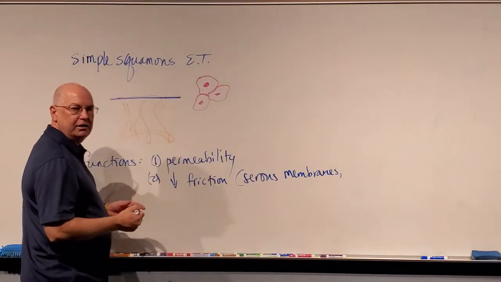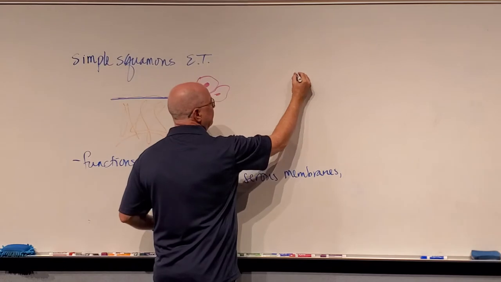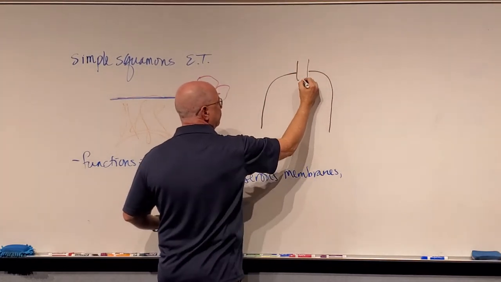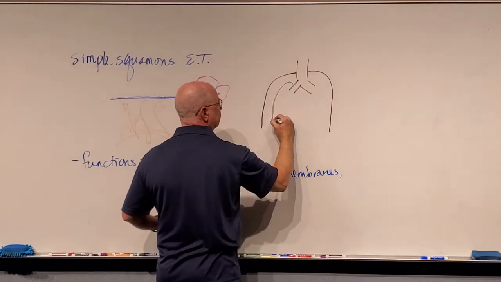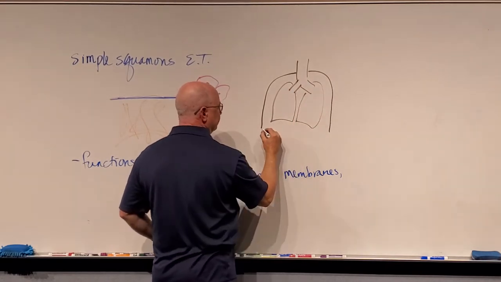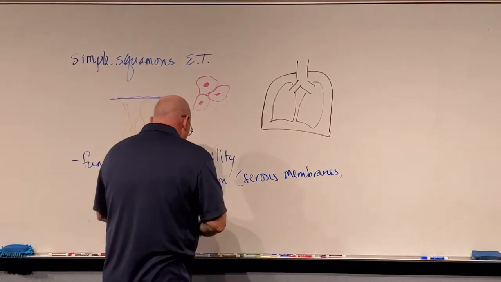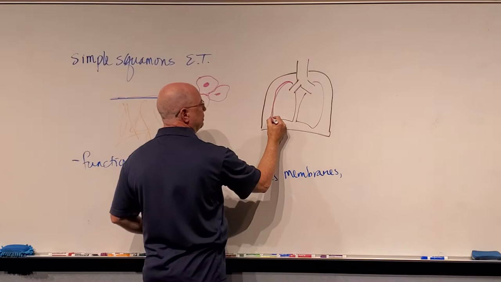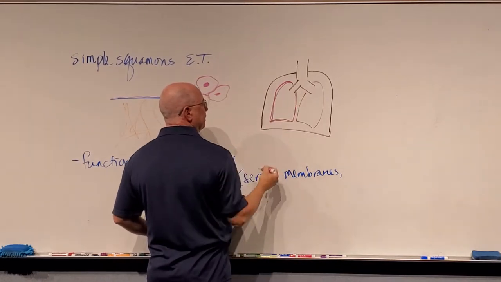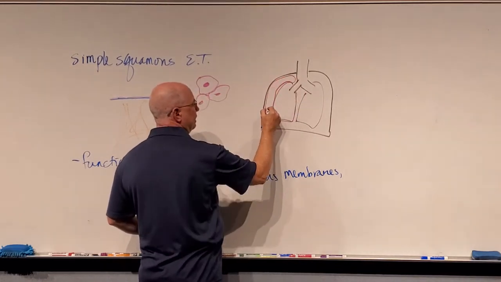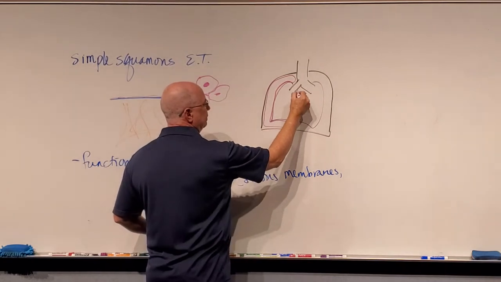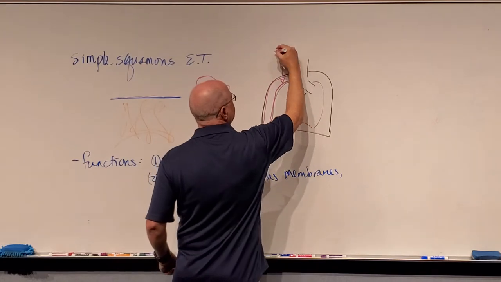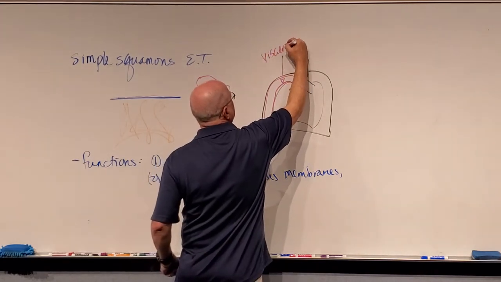So let's just look at a lung, for example. If I'm looking at the thoracic cavity like this, and there's a pipe that comes in and goes into your lungs, and there's a big muscle across here, on the surface of the lung, I will have a thin layer of simple squamous epithelium. That same membrane will fold back and line the walls of the cavity and do this on either lung. And of course, the layer that is touching the surface of the lung would be the visceral pleura.